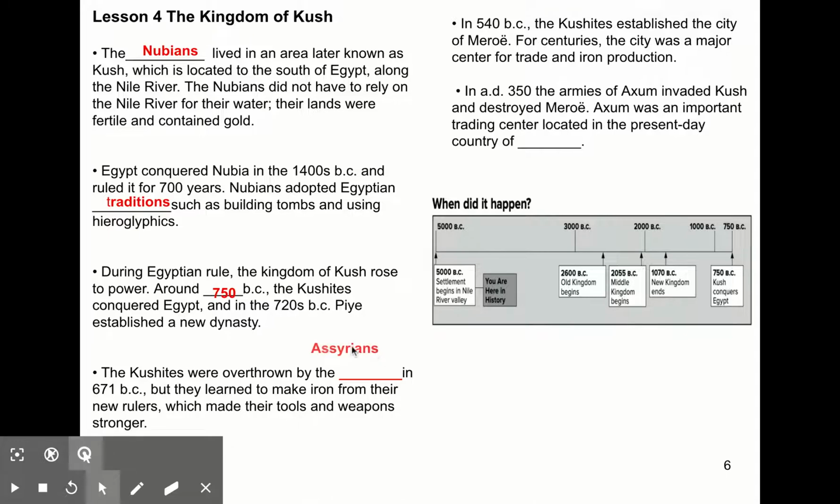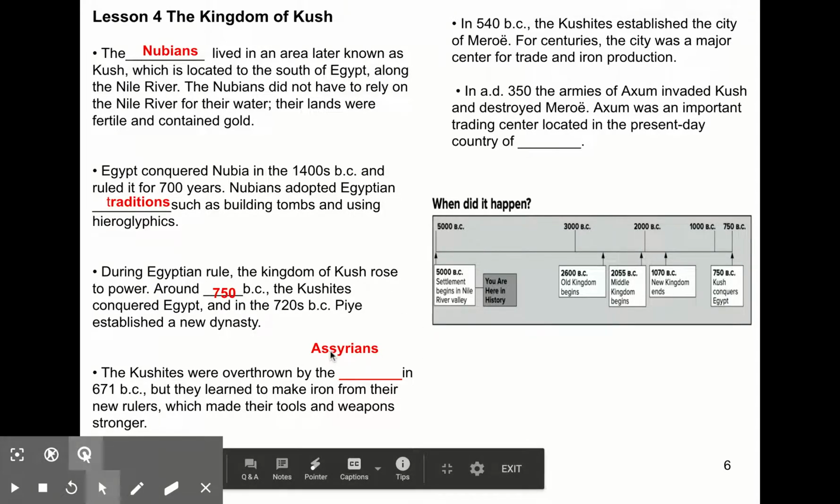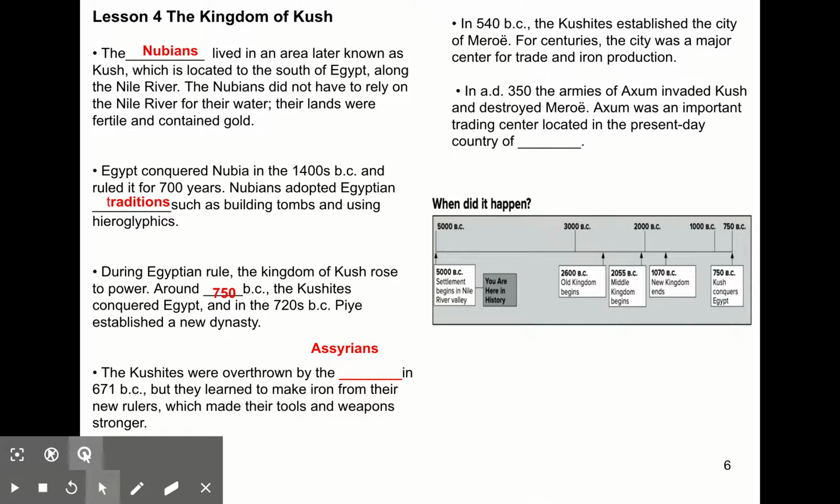The Kushites were overthrown by the Assyrians, who came from Persia, that Mesopotamian area. And they learned to make iron from the Assyrians, and they grew stronger, and they learned a lot from them. And then in 540 BC, the Kushites established a major city, Meroe. And for centuries, that was a major center for trade and iron production.